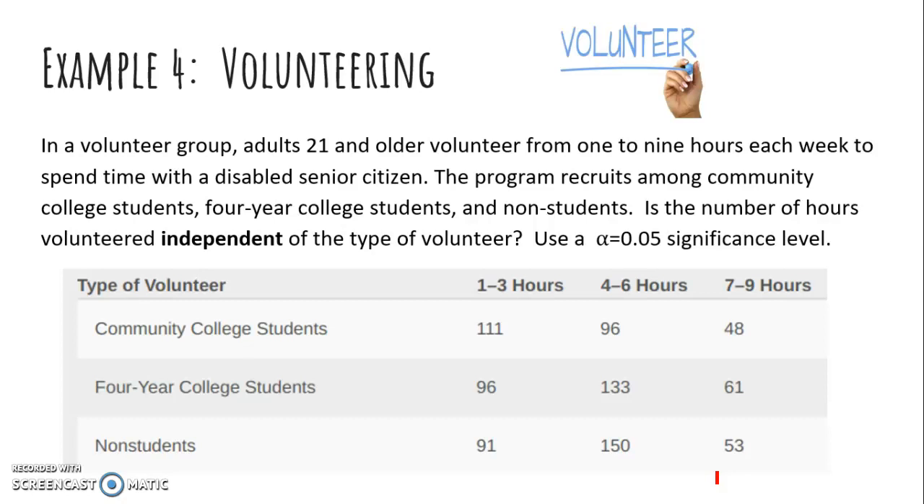All right, one more. Volunteering in a volunteer group, adults 21 and older volunteer from 1 to 9 hours each week to spend time with a disabled senior citizen. The program recruits among community college students, 4-year college students, and non-students. Is the number of hours volunteered independent of the type of volunteer? Use 0.05 significance level. So looks like this will be a 3 by 3, but pause the video and come back after you're finished working through the problem and check your answer.